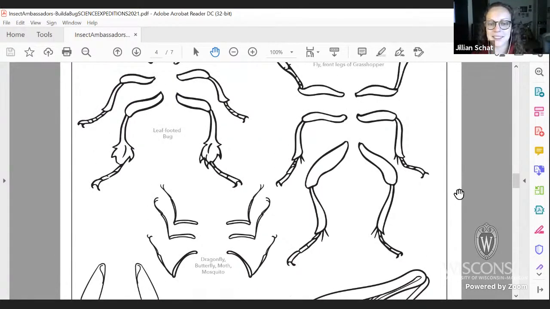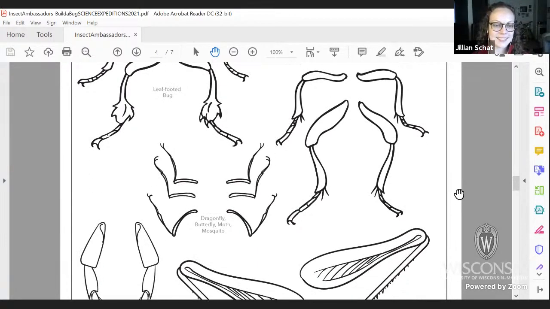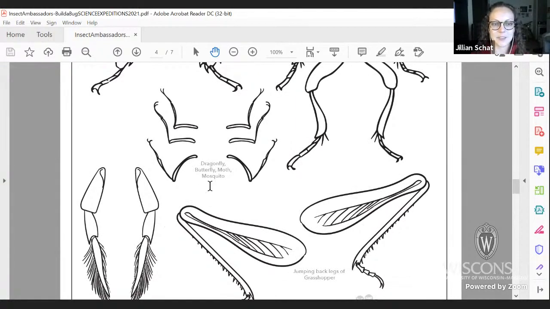Here we have different types of legs. You tend to see kind of small grasping legs on things like dragonflies and butterflies that need to either grasp onto prey or something small like the stem of a flower to drink.